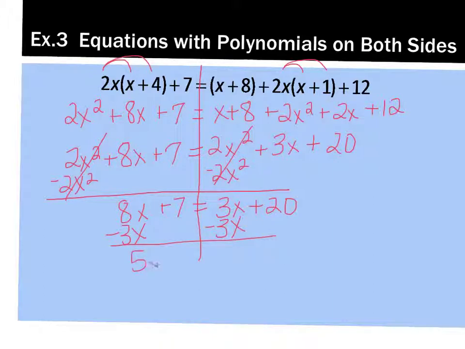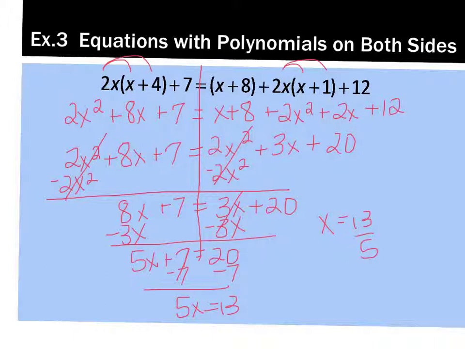So if we combine our x's, we'd subtract 3x from each side. So then we get 5x plus 7 is equal to 20. And then if we subtract 7, 5x is equal to 13. And then if you divide both sides by 5, x equals 13 over 5. Or if you wrote it as a mixed number, you would have 2 and 3/5. Or if you put it as a decimal, you would have 2.6. I would accept any of those answers.